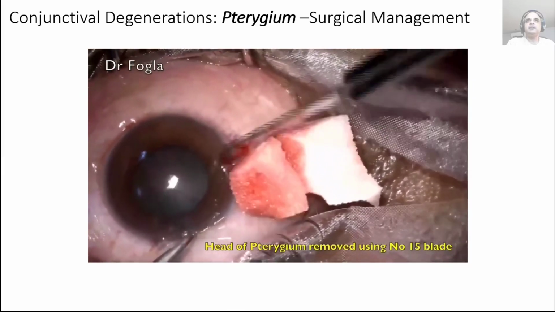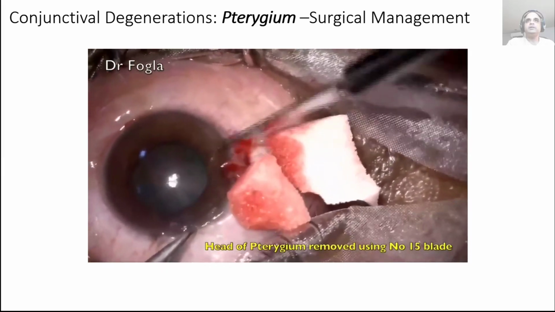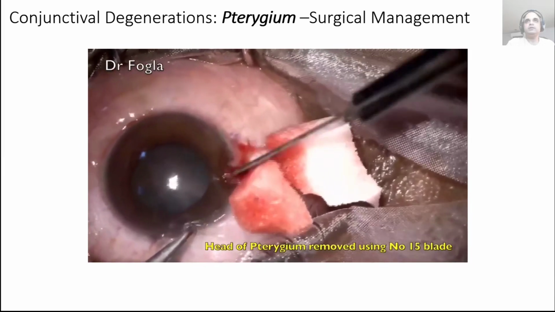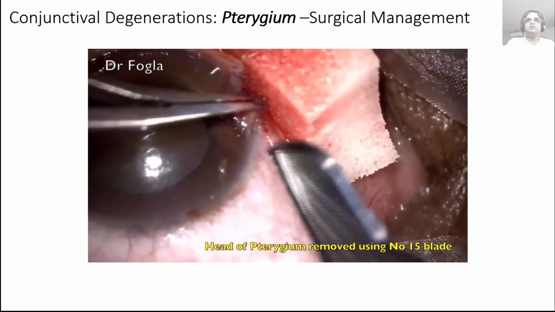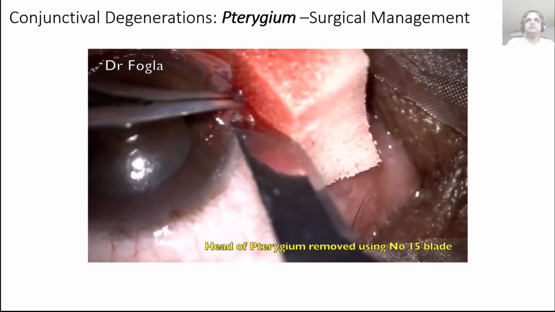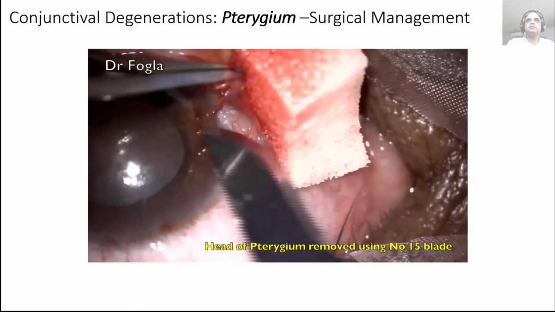And now this is the head being removed from the cornea. The head grows on the cornea, so it has to be removed from the cornea. A little bit of dissection to remove it.